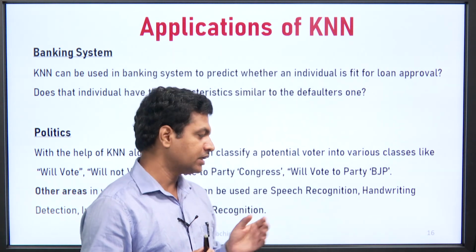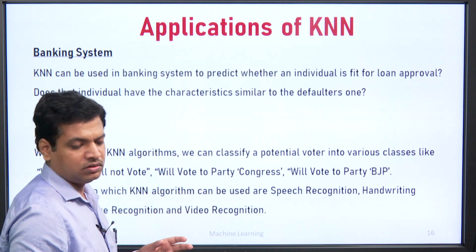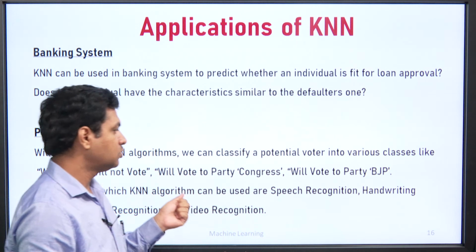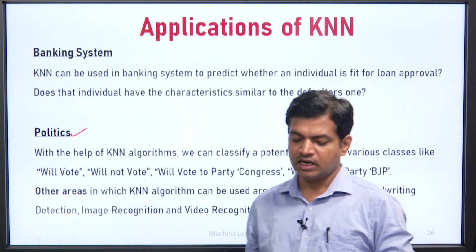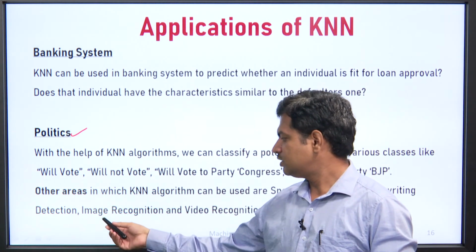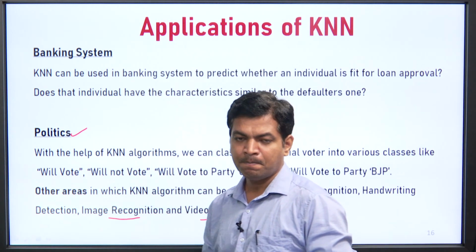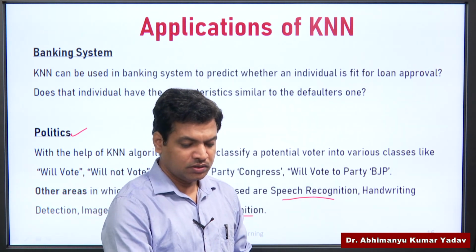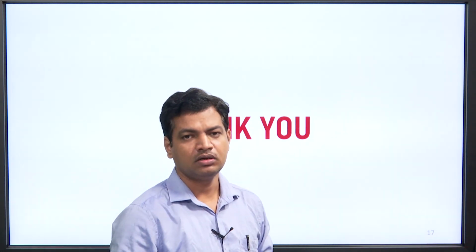The second area where we can use it is in politics, to find the number of voters who are going to vote for which party. A third kind of application is in areas like speech recognition, handwriting detection, image recognition, and video recognition. So, these are the areas where the KNN algorithm finds its application. With this, the KNN algorithm discussion is over.